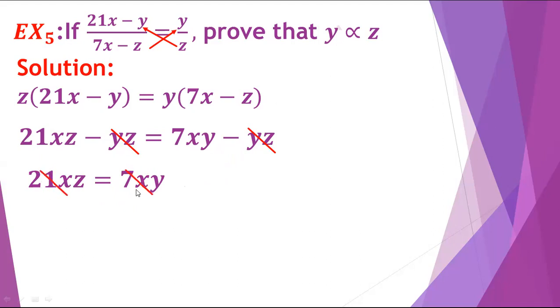7 and 21, we can divide it by 7. So x is divided by 7, divided by 7. Then we have here y equals 3z. Y equals a constant times z. It means that y varies directly as z.